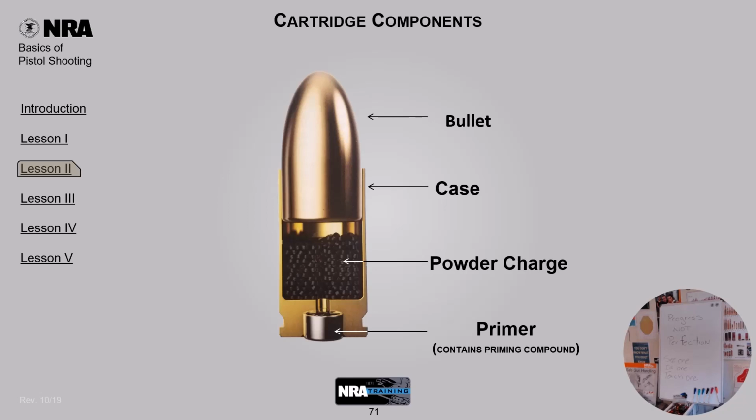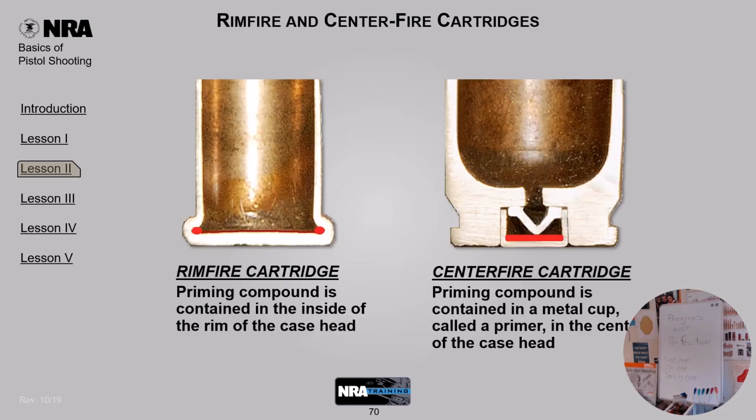All right, difference between rimfire and centerfire cartridges. Rimfire cartridge: the priming compound is contained on the inside of the rim of the case head. Where those red areas are, this is the part that creates the spark that lights this stuff on fire. Centerfire cartridges: the priming compound is contained in a metal cup called a primer in the center of the case head. Size-wise, rimfire is generally a little bit smaller. Rimfire is known for having misfires, which we're going to learn about shortly.